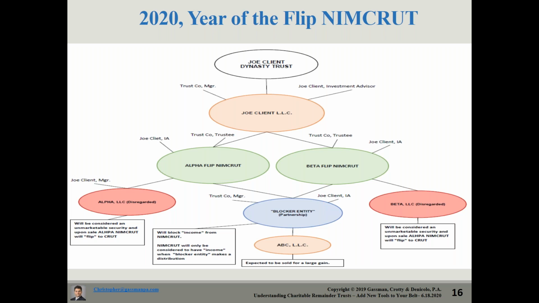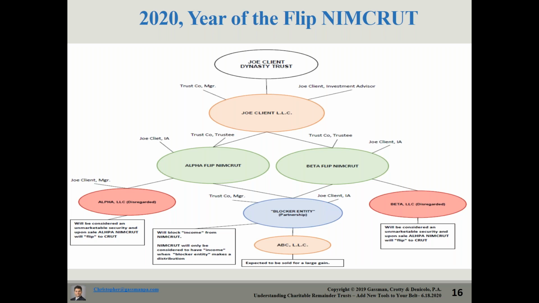So Alpha LLC on the left and Beta LLC on the right are your non-marketable securities, the sale of which will cause this NIMCRUT, or each applicable NIMCRUT, to flip to a normal CRUT and have to make up the previous payments. And one other note here before I move on, at the very beginning, at the very top, I should say, we have a dynasty trust creating this.